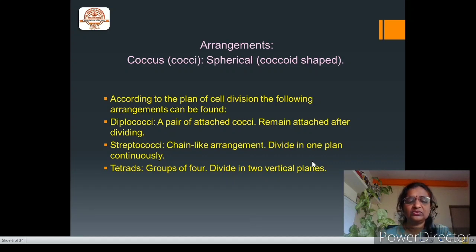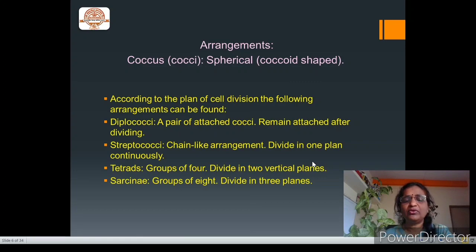That arrangement is called a tetrad. Now next is Sarcini. Sarcini is a group of 8 cocci. After three planes of division, they form a bunch of 8 cocci. 4 are in front and 4 are in back. That typical arrangement is called Sarcini.